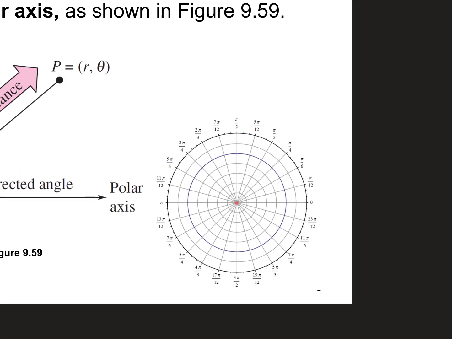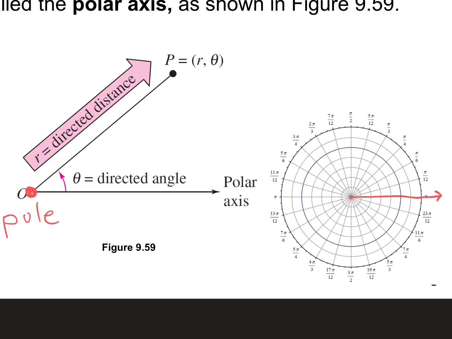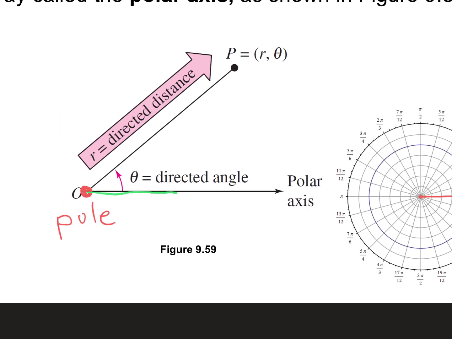Now, when we were graphing our angles, this was our initial side on the x-axis, correct? It's where we started. Initial means where you start. Well, in our polar coordinate system, it's called the polar axis. But it's the beginning. It's where we start. It's right here at 0. It's your initial side where you start counting from, however you want to look at it. But it is called the polar axis.